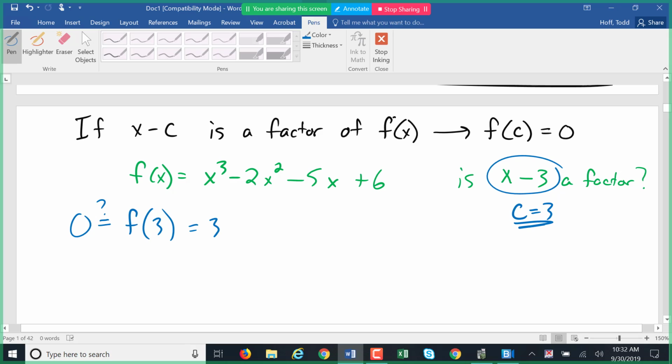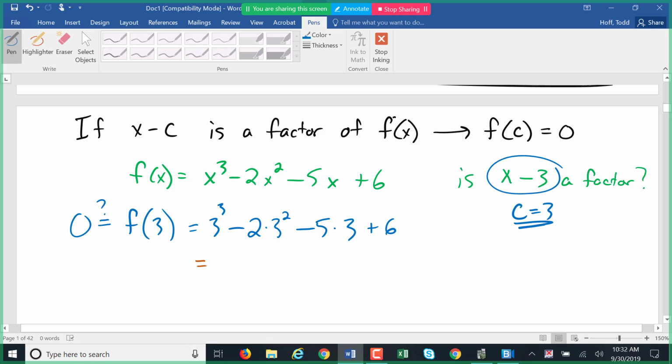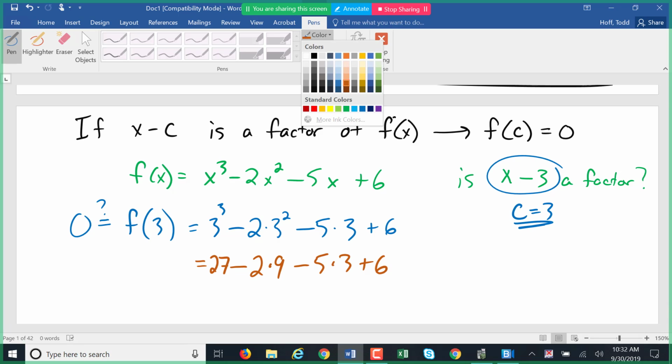Well, f of 3 is going to be 3 to the third power minus 2 times 3 squared minus 5 times 3 plus 6. 3 to the third power is 27. 3 squared is 9. Let me try that again. So 3 to the third power is 27. 3 squared is 9. I'll make my tongue work right today.